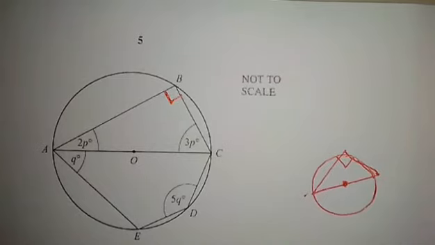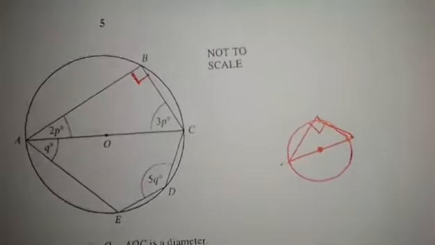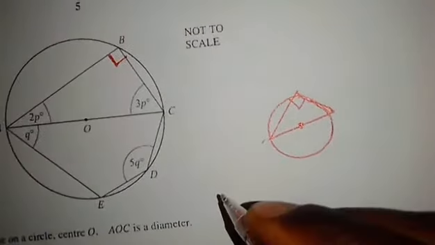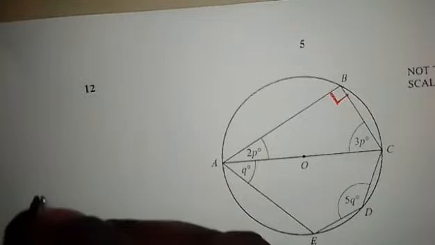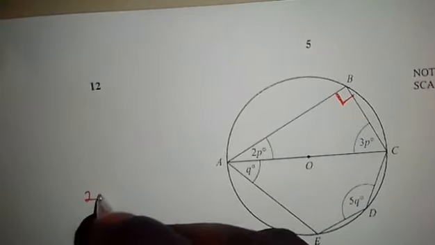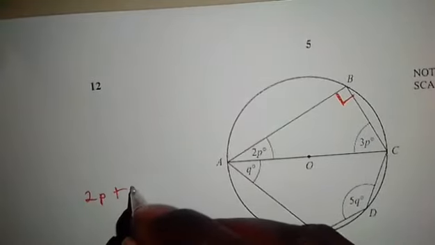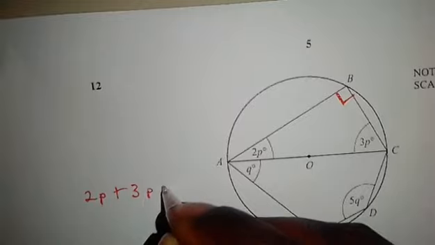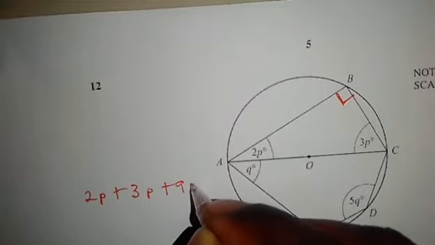Same. So how do we find B? B is easy because ABC is a triangle. We say the sum of angles in a triangle, they add up to 180 degrees. So here I take 2P, then add 3P, then add the 90 that was placed at B.